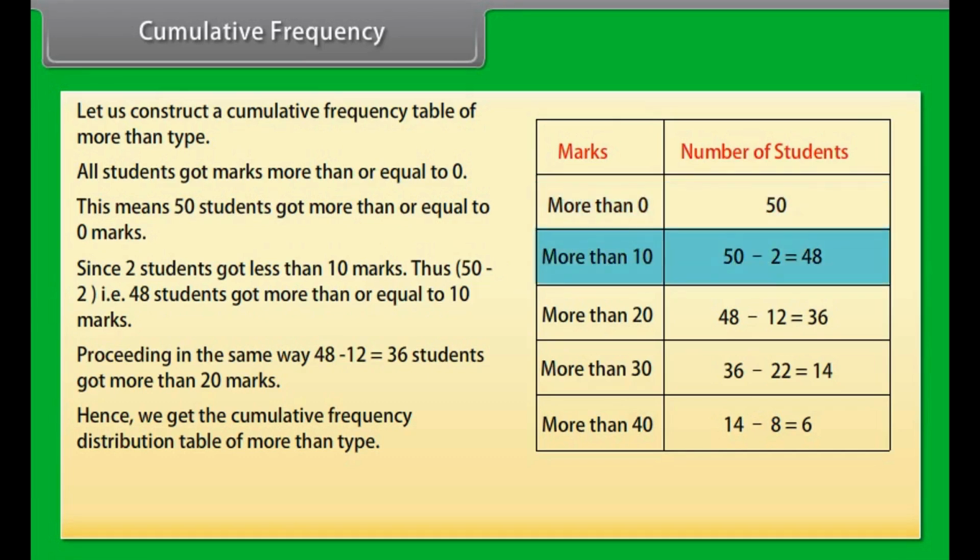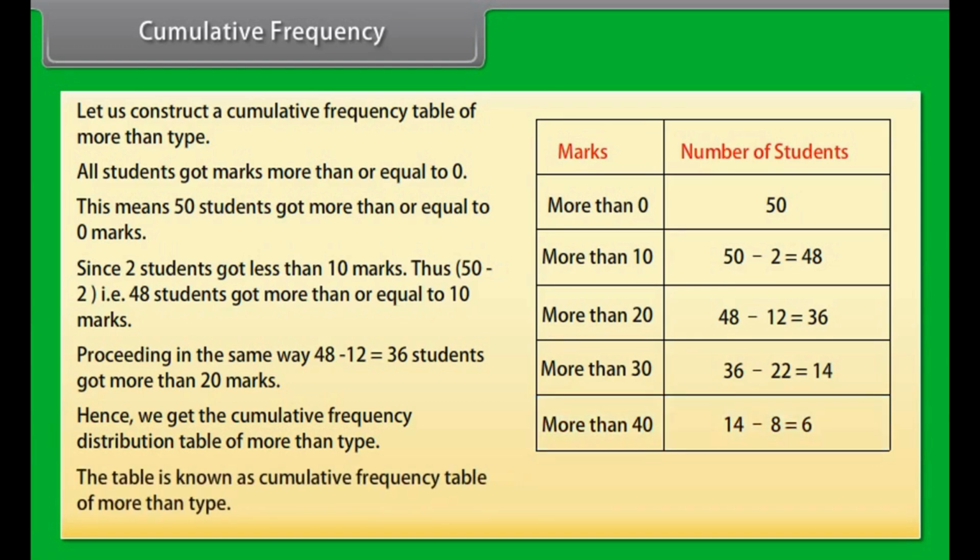For marks more than 10, number of students are 50 minus 2 equals 48. For marks more than 20, number of students are 48 minus 12 equals 36. For marks more than 30, number of students are 36 minus 22, which equals 14. For marks more than 40, number of students are 14 minus 8, which equals 6. The above table is known as cumulative frequency table of more than type.